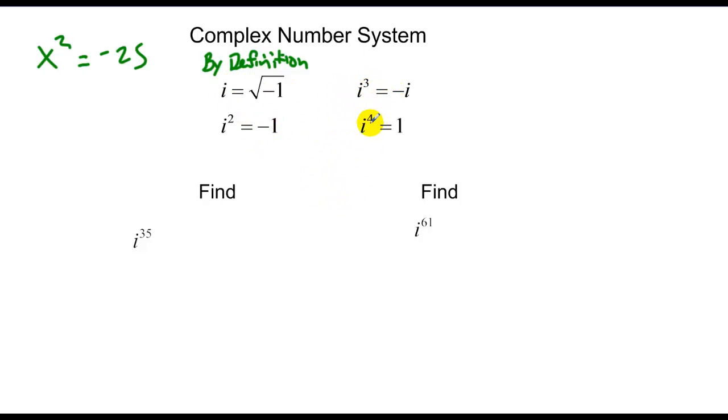I to the fourth then is I squared times I squared, which is negative 1 times negative 1, which is positive 1.